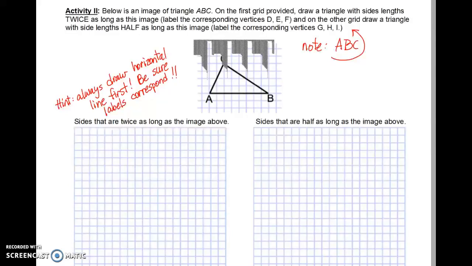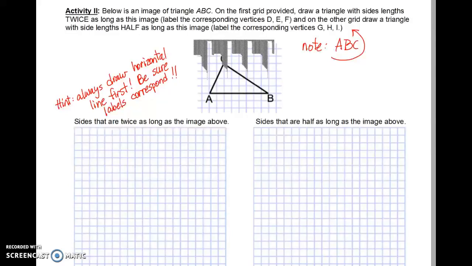Okay, activity 2. I'm now on page, I don't know what page this is in your stuff. But we're working with triangles now. Below is an image of triangle ABC. On the first grid, draw a triangle with side lengths twice as long as this image. Label the corresponding vertices D, E, F. And on the other grid, draw a triangle with side lengths half as long as this image. Label the corresponding vertices G, H, I.